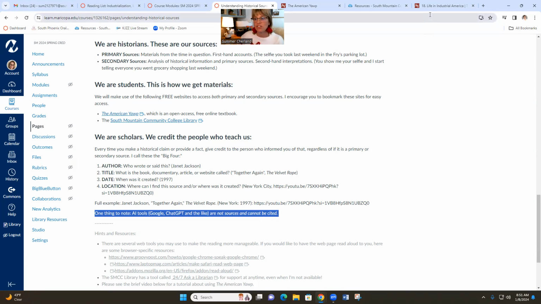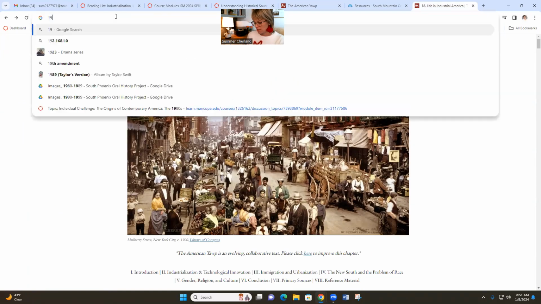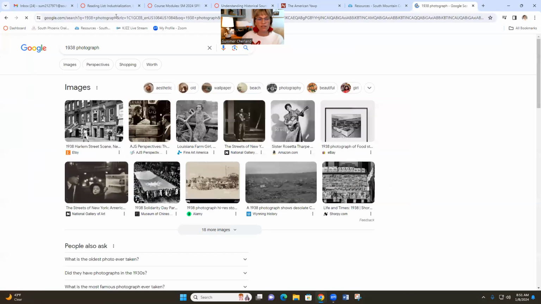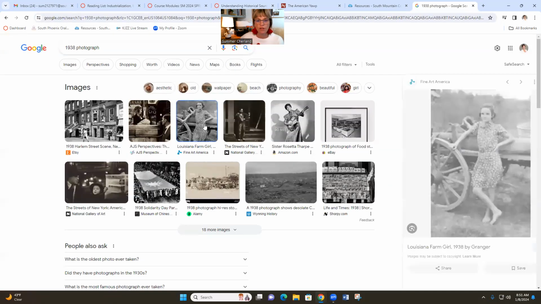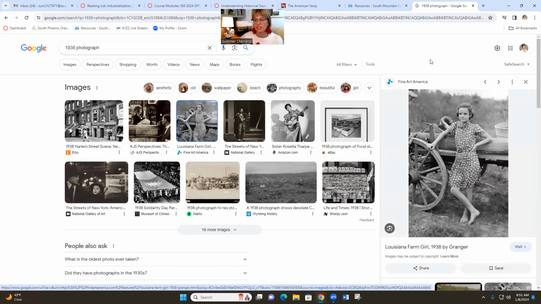Let's just do that. Let's look up 1938 photograph. Okay, awesome. I Googled it. Let's say you like this one, Louisiana Farm Girl. You copy and paste it and you say it's just a citation, Google Images. Yes, you found it on Google Images, but that's not who created it.